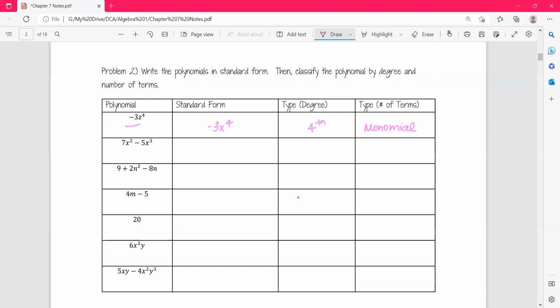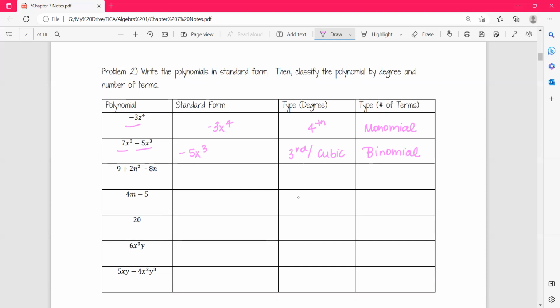Okay. We could start backwards. I've got 2 terms, so I've got a binomial. Type of degree, so notice my highest exponent is a 3, so that's the 3rd degree, or we can call that a cubic. We have a name for that. Standard form, term with the highest exponent goes first. Well, that's going to be that negative 5x cubed. It has a bigger exponent than this one, plus 7x squared.